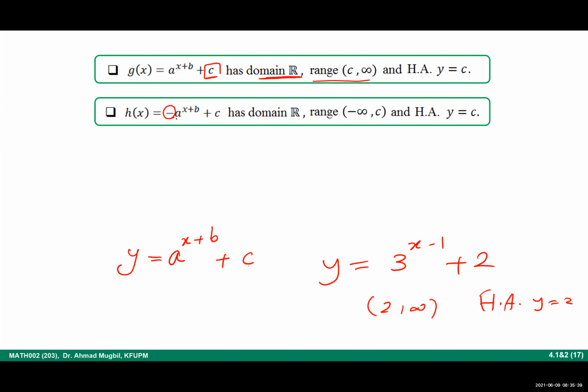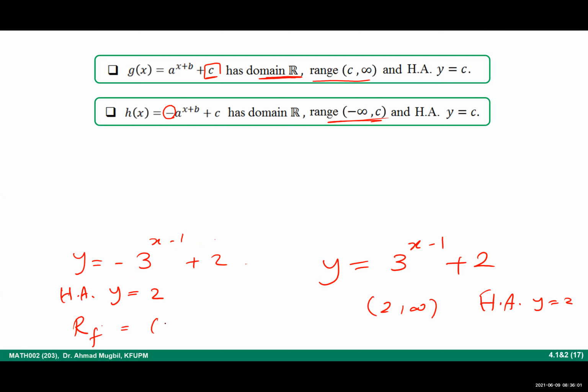What about if we have a negative here? When we have reflection, like here, when we have this function, y equals negative 3 to the power x minus 1, plus 2, for example. Let's say like that. So what will be the change? The horizontal asymptote will stay the same, but here the range will be what, shabab? From negative infinity to c. So the range of this function will be from negative infinity to 2. Okay?